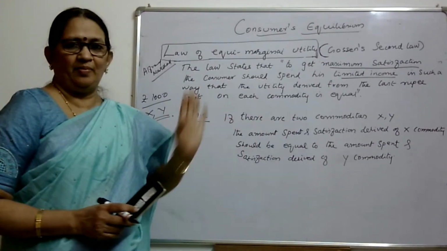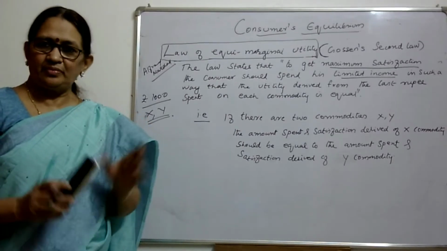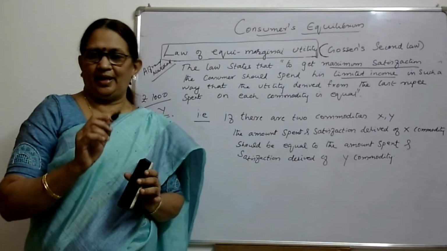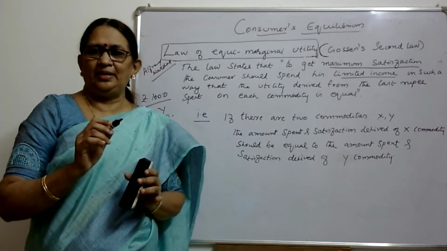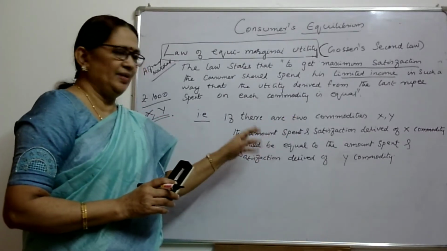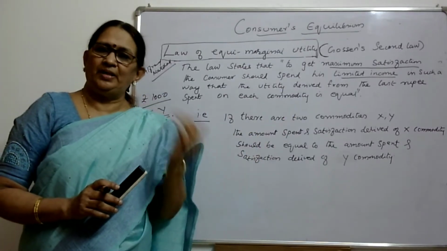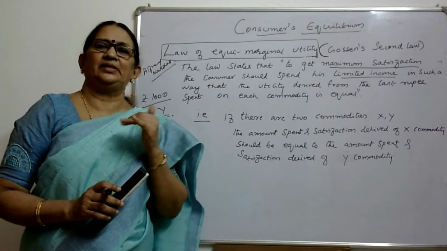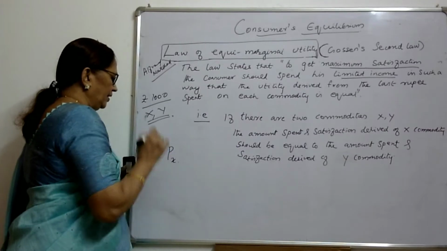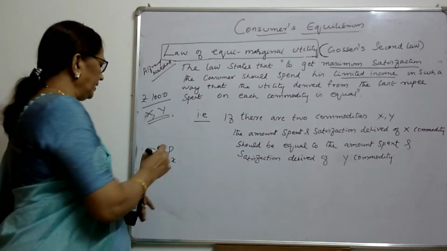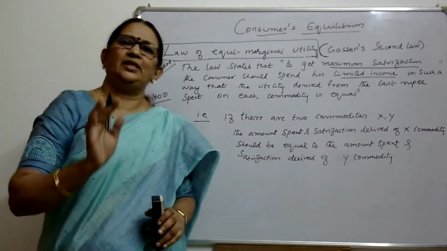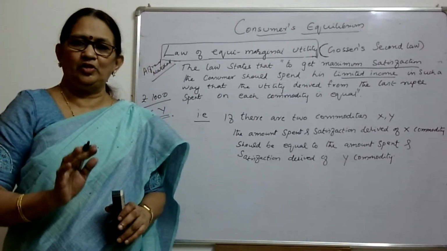If there are two commodities X and Y, the consumer will compare the satisfaction derived from spending a rupee on a particular commodity. We will compare the amount spent for commodity X, the price of the commodity in money terms, and the satisfaction derived. For example, for commodity X, what is the price spent on X and what is the utility derived by consuming that commodity.